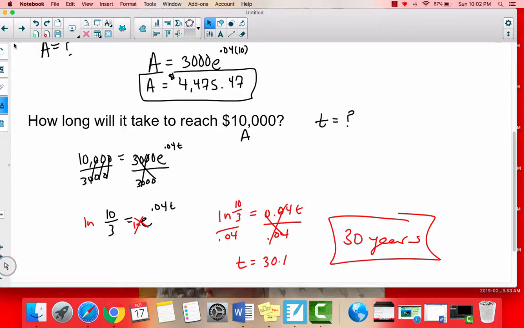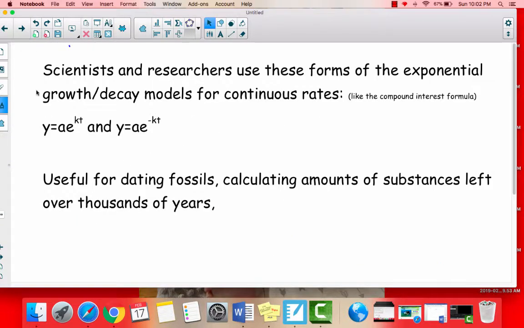But these exponential growth and decay functions, when they're compounded continuously, they're very good with application. The natural base e is very useful anytime you're talking about growth or decay for continuous rates. You can use it when you're dating fossils. Scientists use it to calculate the amounts of a substance that would be left over thousands of years. You might also see this in half-life problems. I think in a previous section I gave a half-life example, but very good application for scientists and researchers.